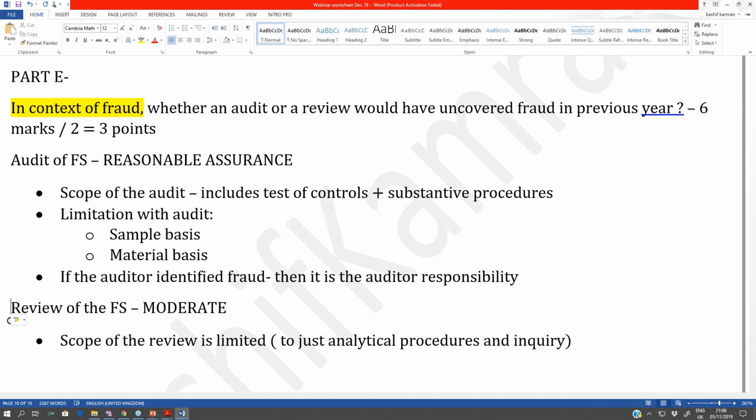Now, when you look at the review of the financial statement, the review is just a limited exercise. You just do the analytical procedures and inquiry in review. So is there any chance you can get hold of a fraud?